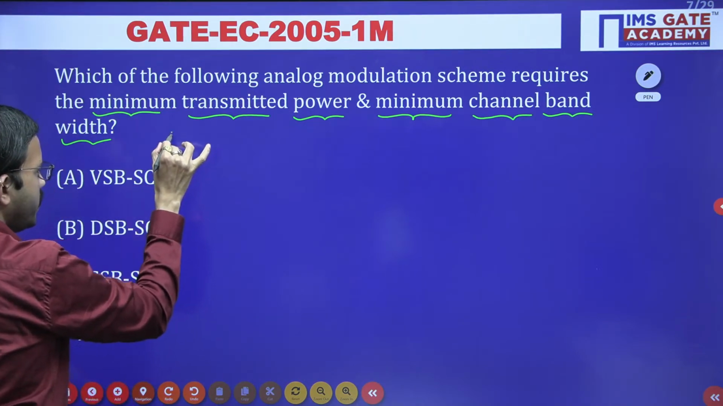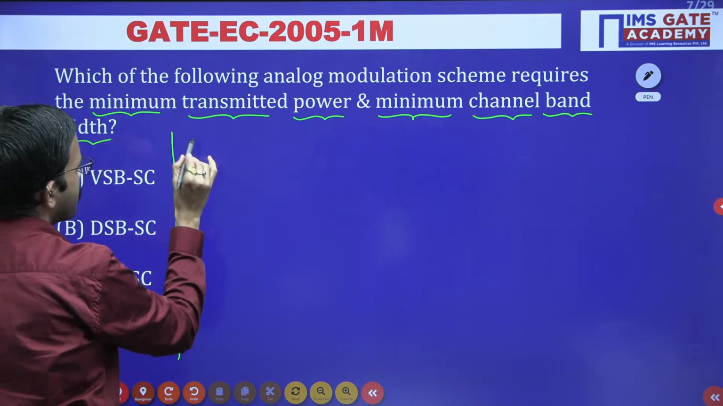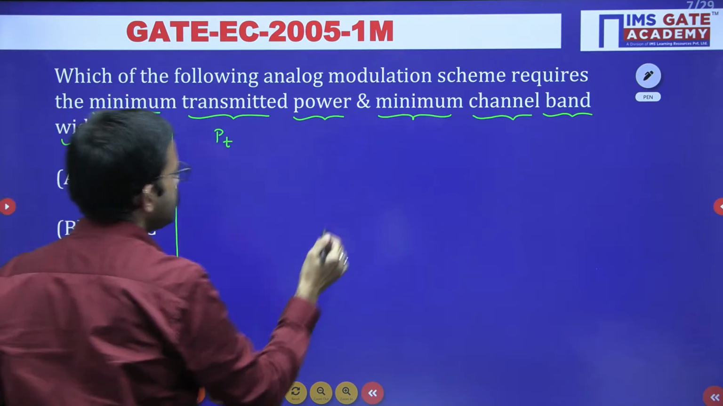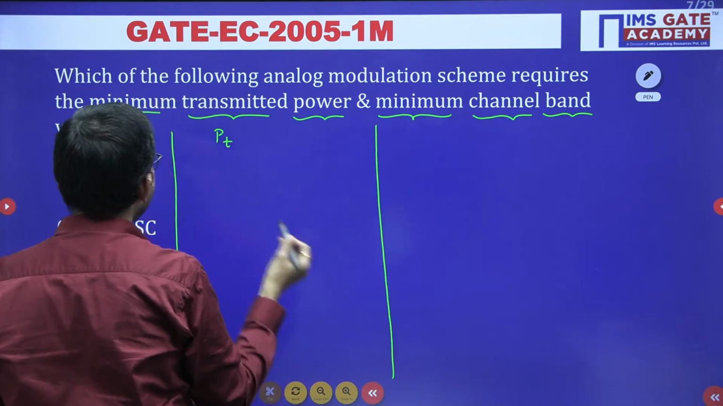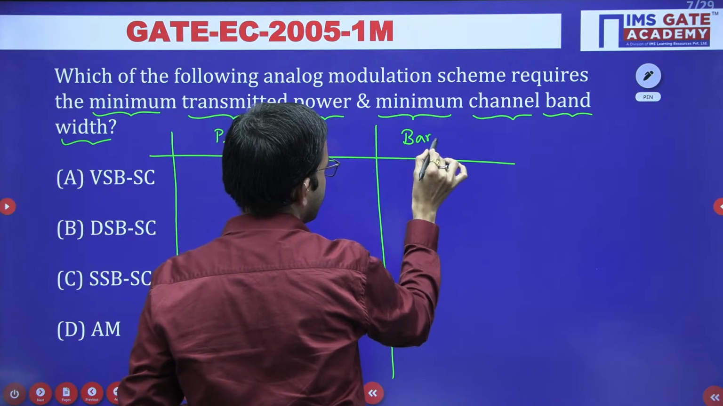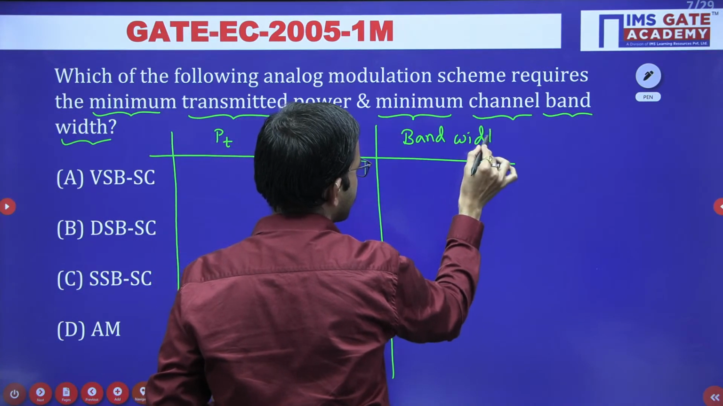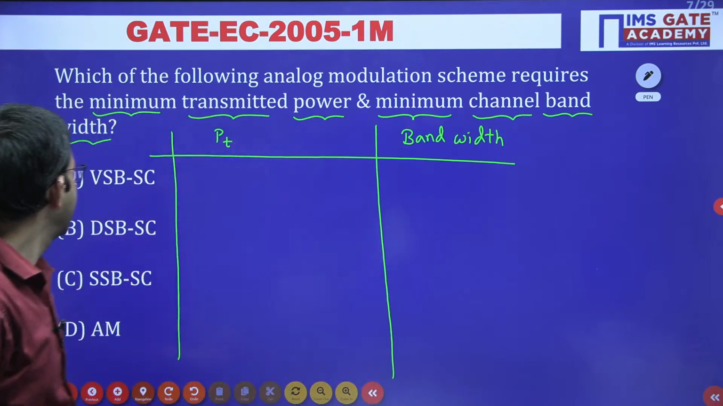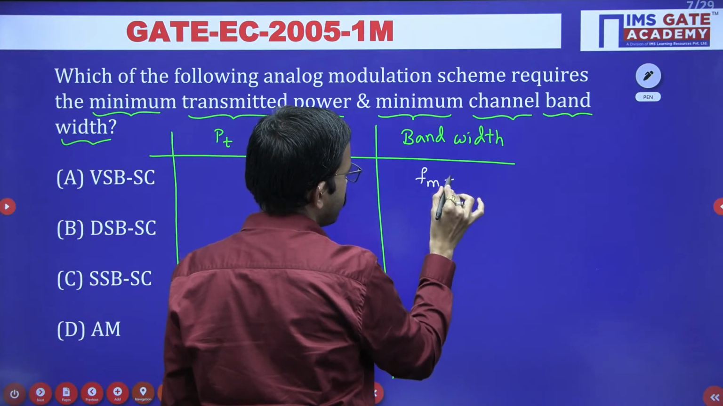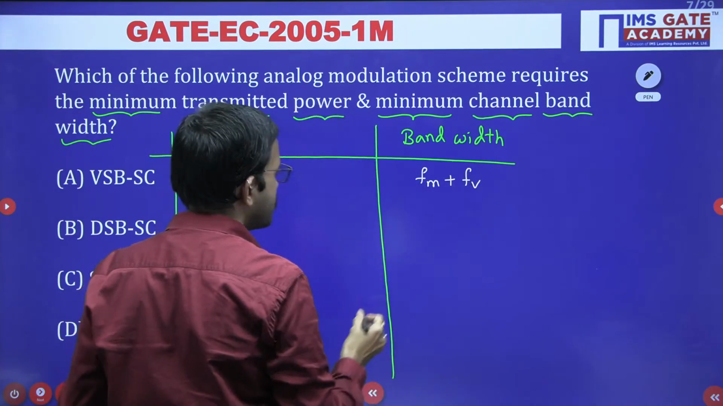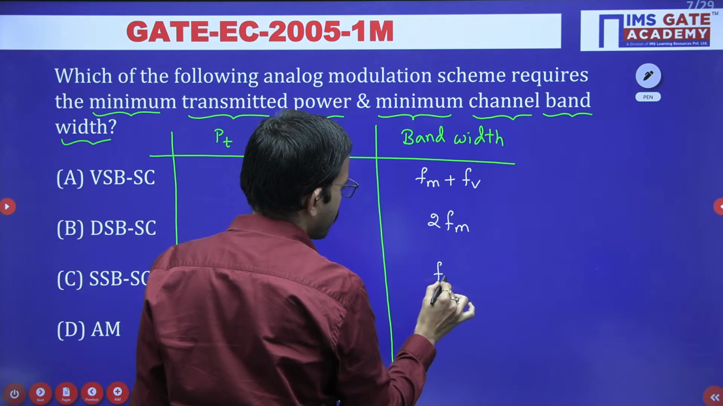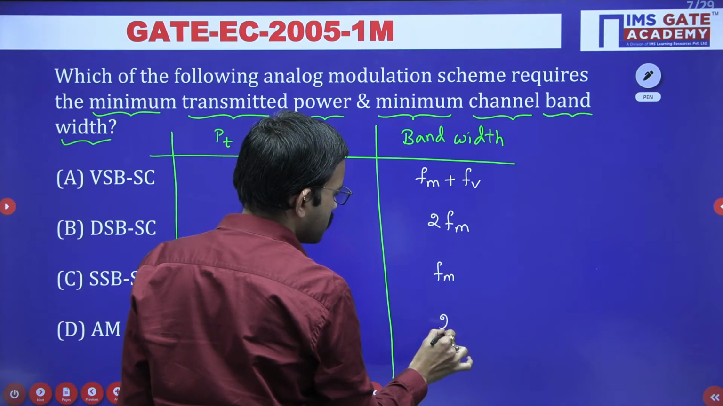So here you can make 2 columns. The first column is transmitted power or total power PT. And the other column you can mention regarding the bandwidth. So first let us see regarding the bandwidth. In VSB-SC we already mentioned the bandwidth is FM plus FV. In DSB-SC it is 2 FM. And in SSB-SC it is FM. In AM we are having 2 FM.